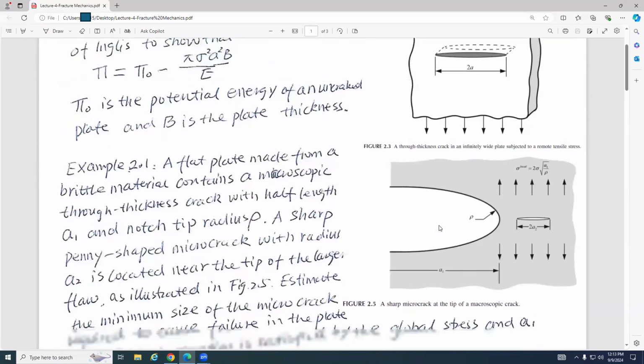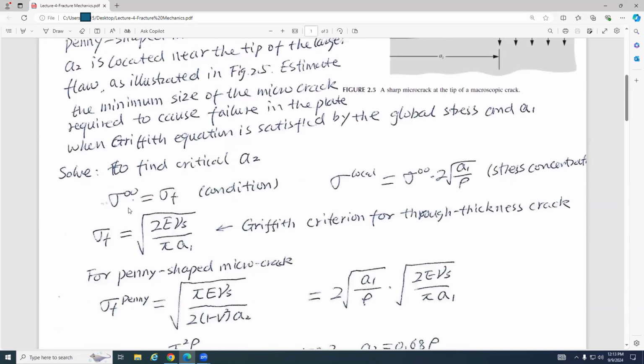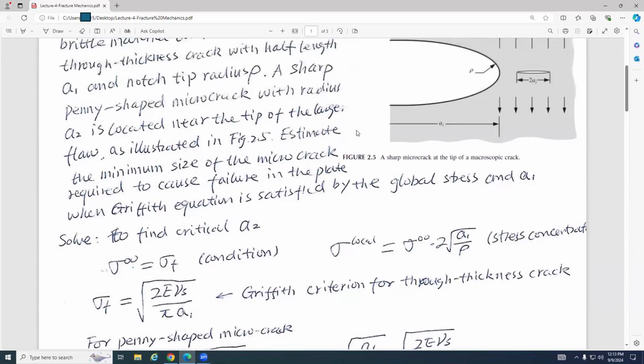So what is the problem? The problem is that there are two steps. The first step is to find the penny shape and this crack, and we use this equation to calculate. So in this equation, sigma f, we want to know under what condition sigma infinity equals what. We call it sigma f. When sigma infinity equals sigma f, we want to see what the local stress will be. This one is based on the stress concentration factor.